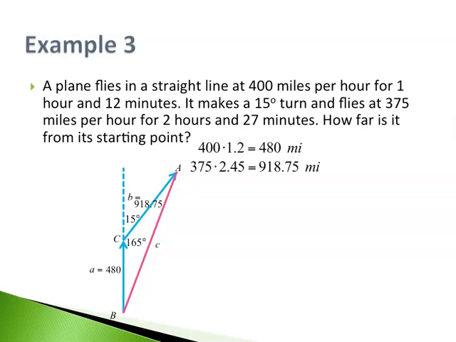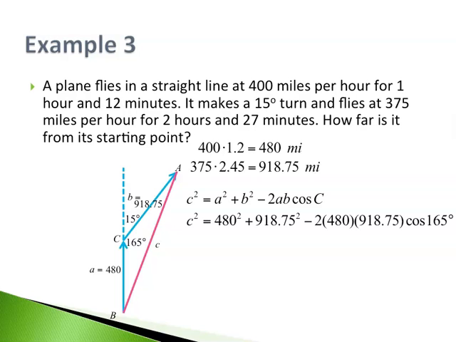So if you take a look at the information we have, two sides and the included angle. So here we want to use law of cosines. C squared equals A squared plus B squared minus 2AB cosine of C. So we have 480 squared plus 918.75 squared minus 2 times 480 times 918.75 cosine 165. And putting that entire thing into the calculator and then taking the square root, we get C is about 1,387.97 miles.